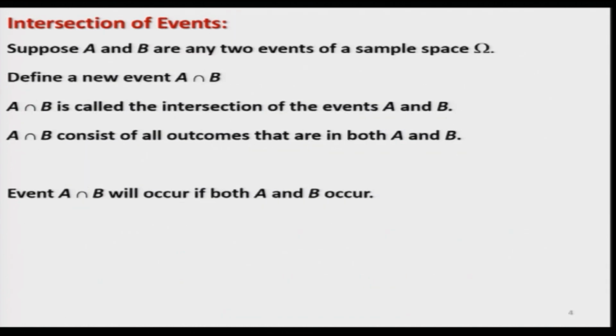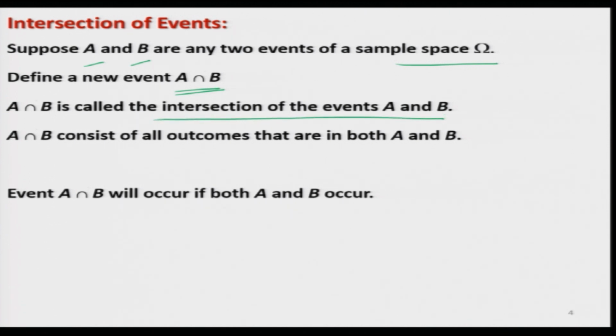And now similarly we can also define the intersection of events. Suppose A and B are two events which belong to the sample space capital omega. So if we define here a new event A intersection B, this is called the intersection of the events A and B.